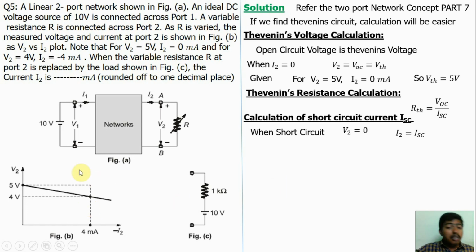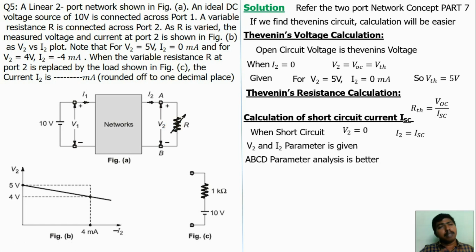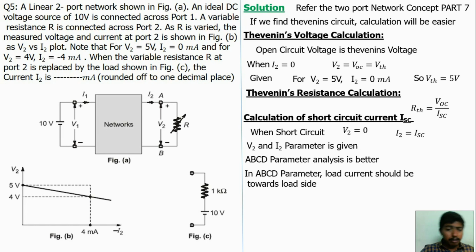Or otherwise, by analyzing the two-port network, we can find. Here V2 and I2 parameters are given, so ABCD parameter analysis is better than other parameter network analysis. So what is the characteristic equation of the ABCD parameter? For the ABCD parameter, the load current should be towards the load side, but here it is the opposite side. So we have to consider this as a negative value.